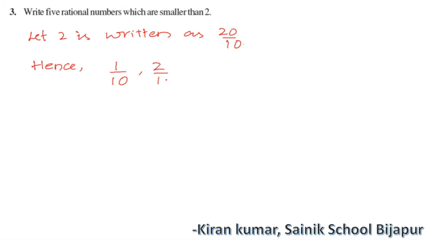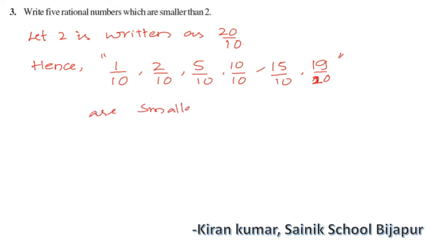2 by 10 is smaller than 20 by 10. 5 by 10 is smaller than 20 by 10. 10 by 10 is also smaller than 20 by 10. Then I can consider, say, 15 by 10 also smaller than 20 by 10. 19 by 10 is also smaller compared to 20 by 10. All these are smaller than 2 or 20 by 10. This is how it can logically be solved.